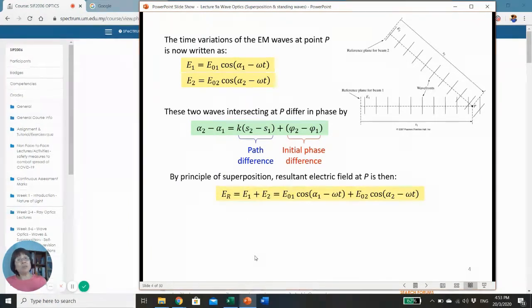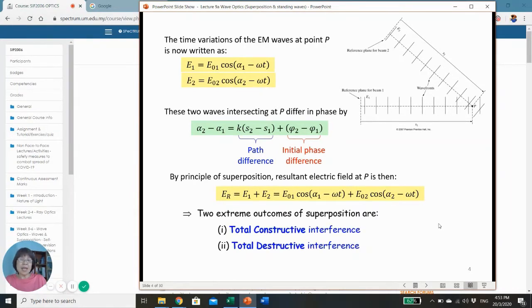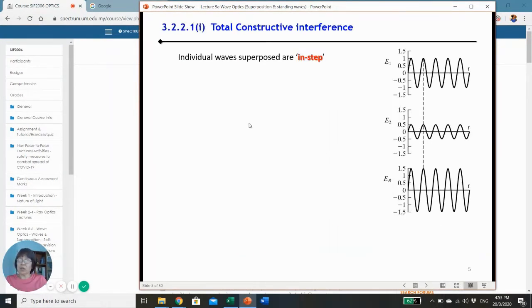So if you use the principle of superposition, the resultant electric field at P would be adding the two, and that would just be a simple addition of these two, since we are considering them as scalar functions at the moment. And what would result from it? Well, we can look at two extreme cases: total constructive interference, where they build up, and total destructive interference, where they cancel each other.